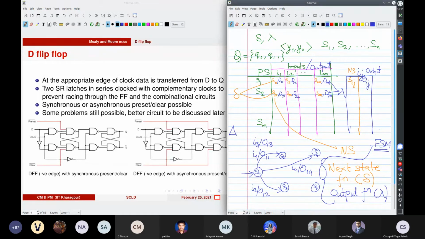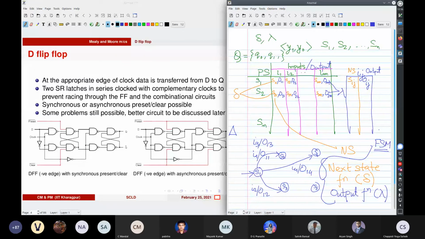Yeah, regarding the specification of the FSM. Your machine may be fully specified or incompletely specified. Fully specified simply means that for each input you know what your next state is going to be and what your output is going to be. You are specifying it fully. Sometimes you don't specify it fully, sometimes you don't care.